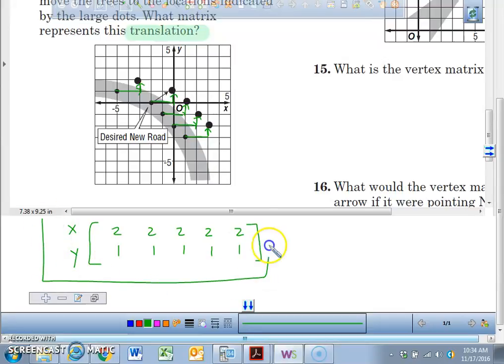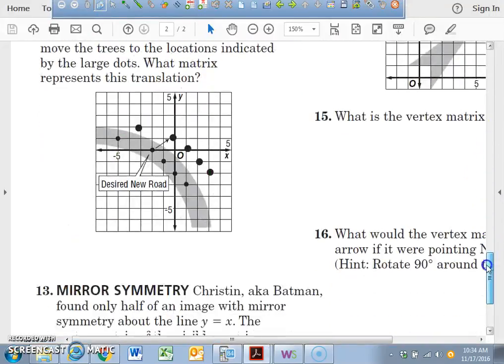This right here would be the answer. No, it really is. That's the answer. I know. But now we know how to move them. We just move them over 2 units and up 1 unit. It's all good. All right, let's go down to the next part.